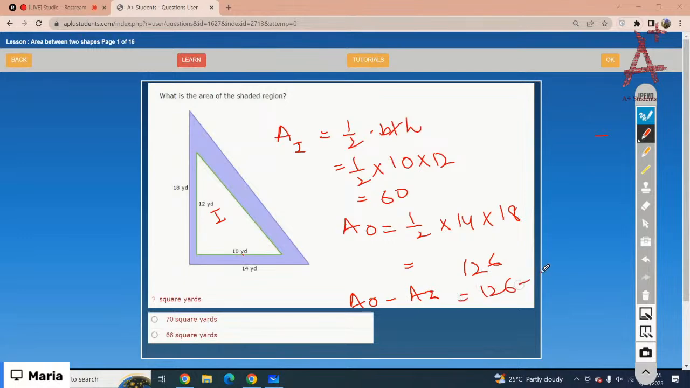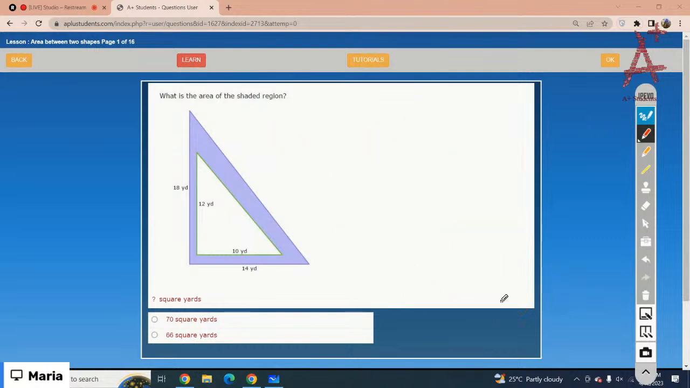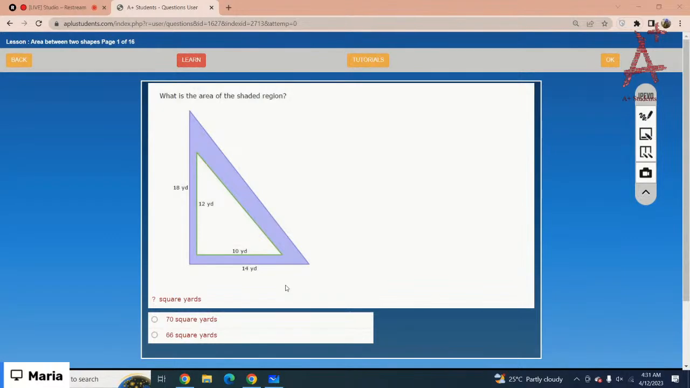So subtract the area of the inner one out of the outer. So it would be 126 minus 60. That means the area of the shaded region is 66. Yes, very good. That would be 6.